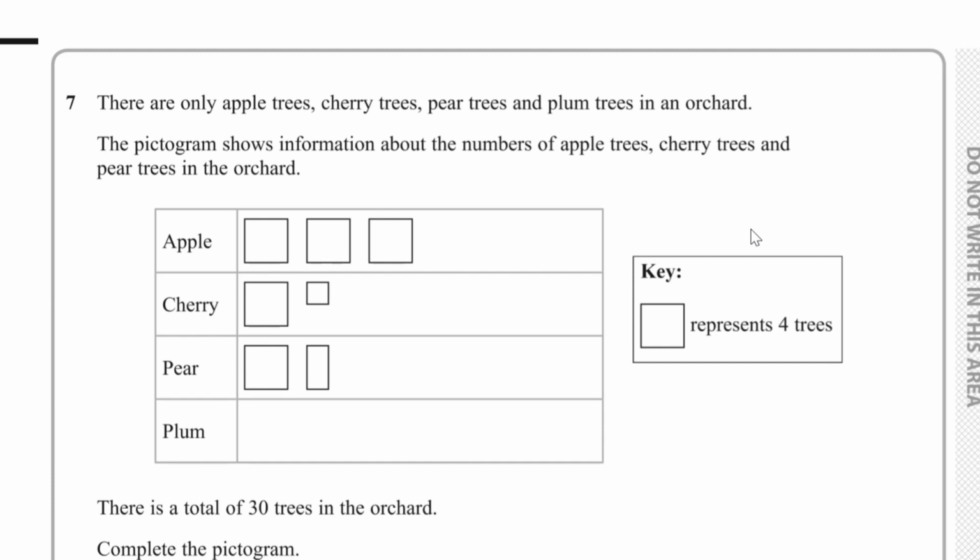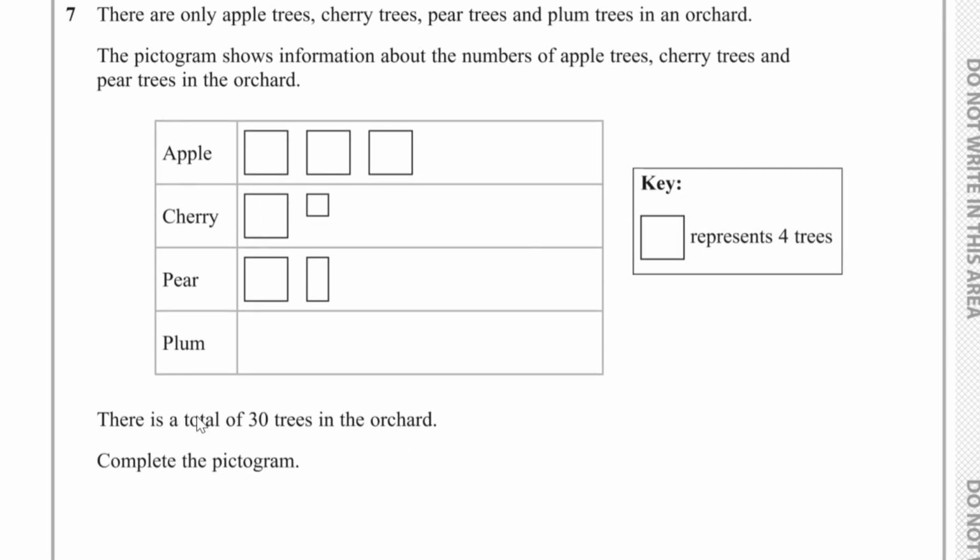Question number 7. There are only apple trees, cherry trees, pear trees and plum trees in an orchard. The pictogram shows information about the number of apple trees, cherry trees and pear trees in the orchard. We've got this key. A full square represents 4 trees. There's a total of 30 trees in the orchard. We have to complete the pictogram.